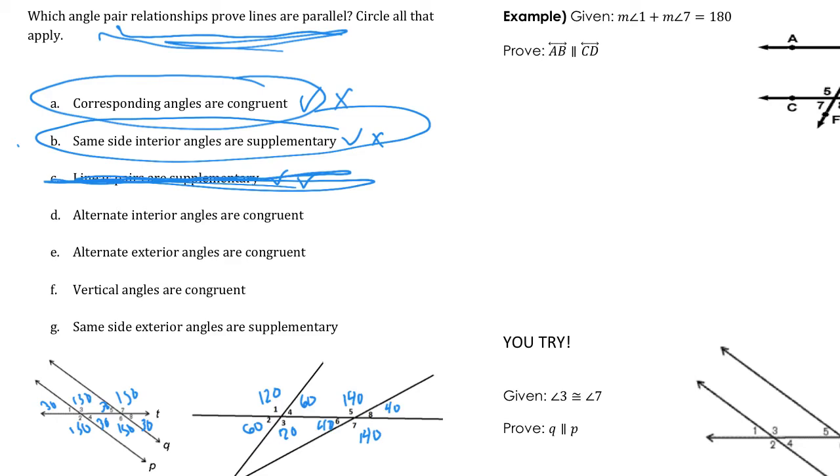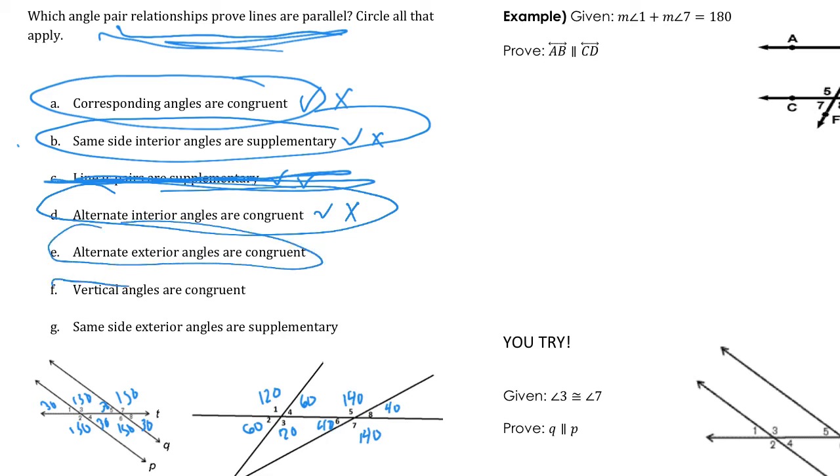Alternate interior angles congruent. 3 and 6, they're both 150. 4 and 6, ooh, 60 and 40. Those are not equal. So this is true when they're parallel, not true if they're not. So it proves, yep, they're parallel. Same thing is going to happen with alternate exterior, but not vertical. Because watch this.